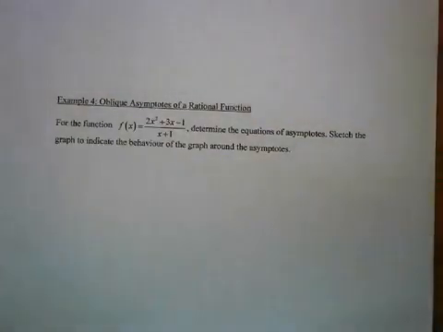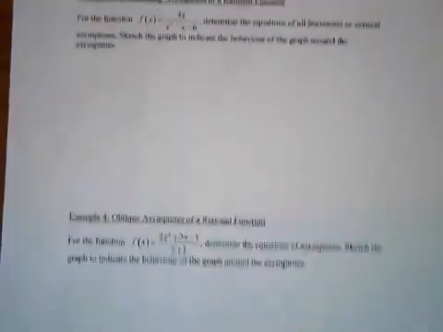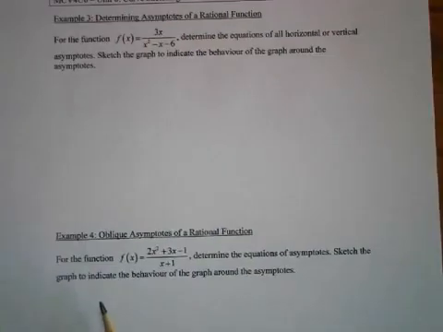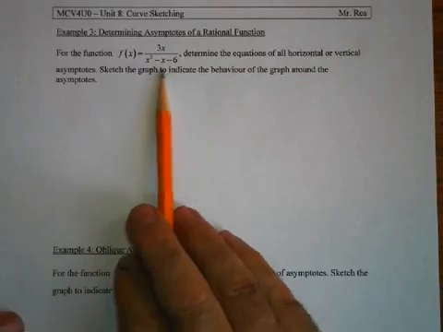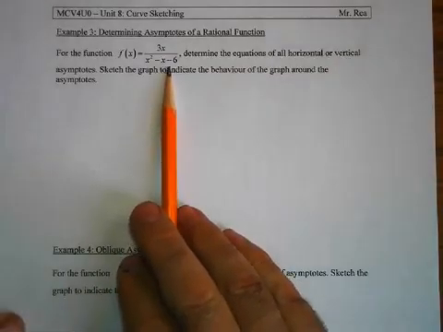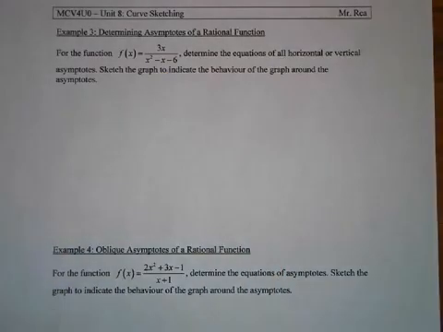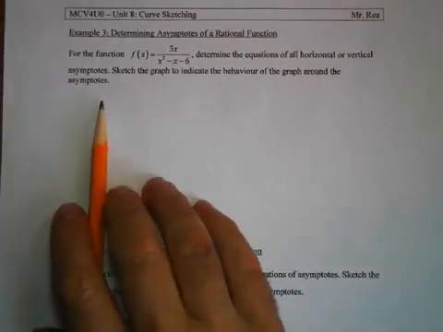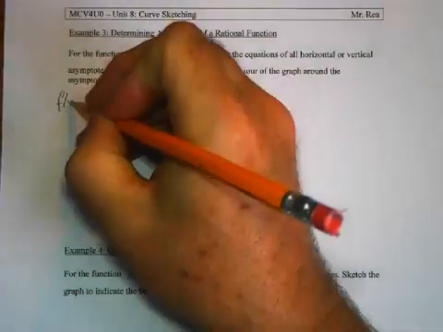Okay, so next question. For the function f of x equals 3x over x squared minus x minus 6, determine the equations of all horizontal and vertical asymptotes. Sketch the graph to indicate the behavior of the graph around the asymptotes. Okay, so it's really combining example 1 and 2 and then adding in a little sketch. So it's going to be a little cramped in this answer, in the space provided.